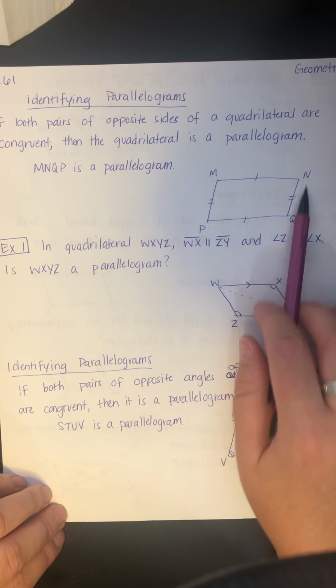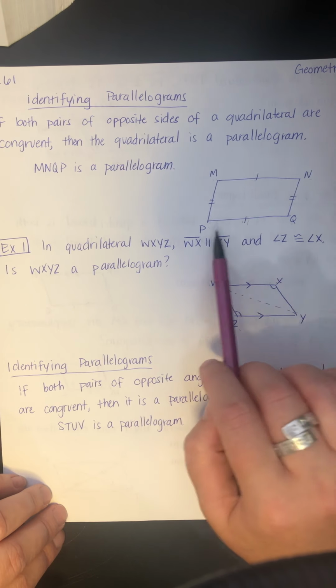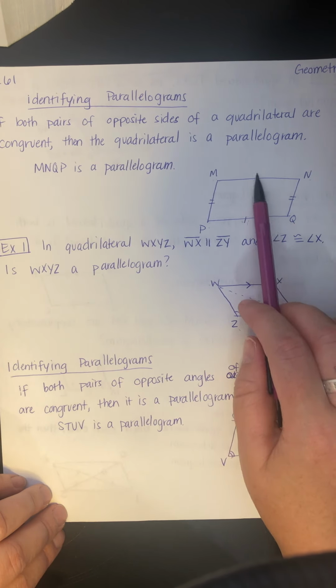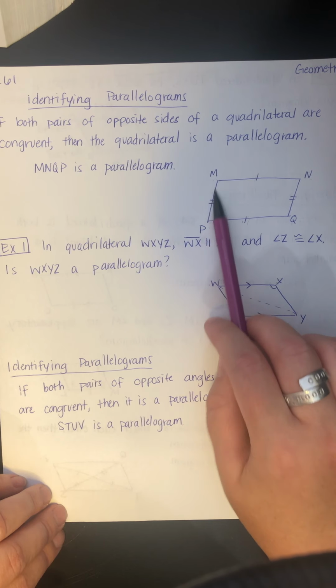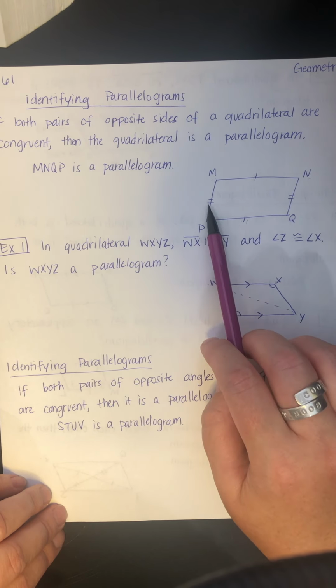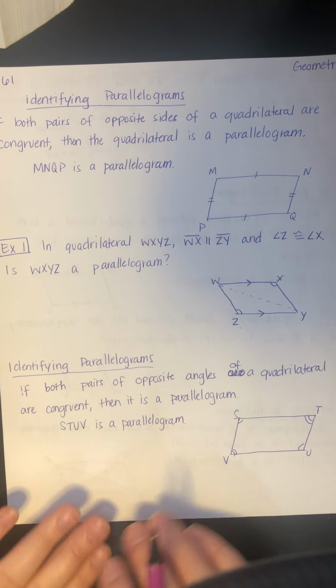So this is a parallelogram because segment MN and segment PQ are congruent to each other, which is denoted by this symbol. And segment MP and segment NQ are congruent to each other, denoted by the two tick marks, okay? Let's move to our first example.